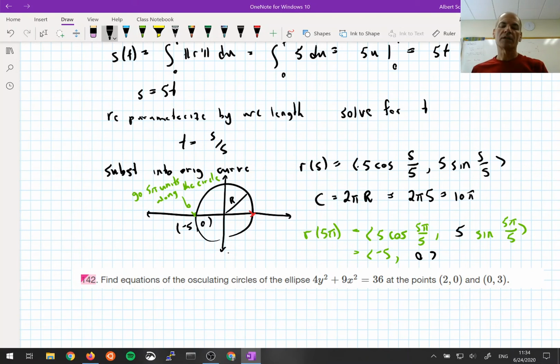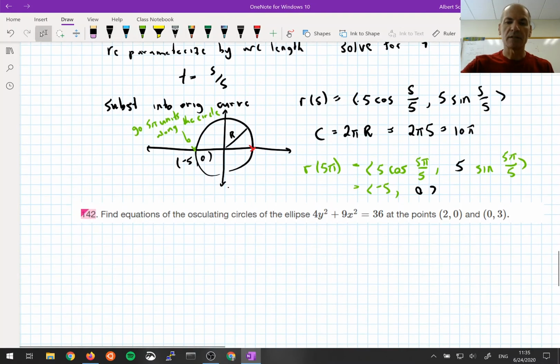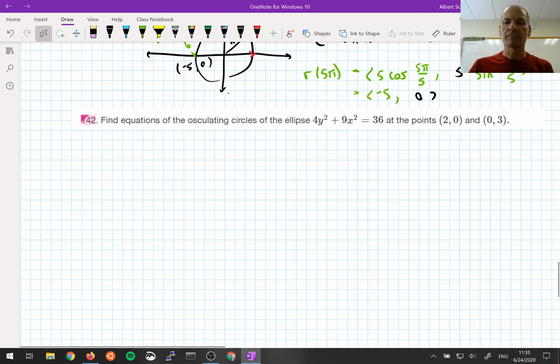So we can see how this arc length parameterization is consistent with the idea of circumference of a circle. So go this far along the circle, that's where you're going to be, and that's how we locate ourselves on this space curve.